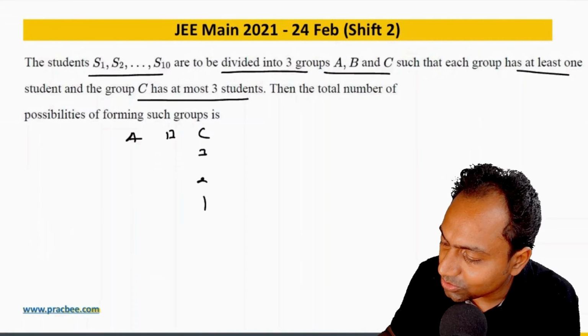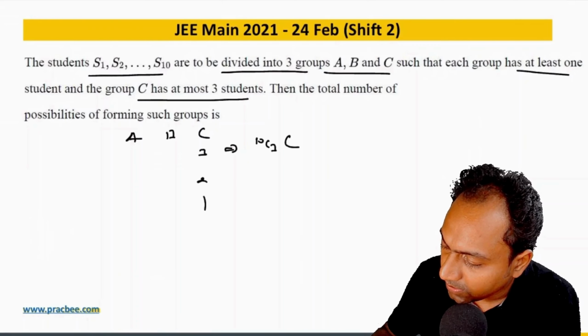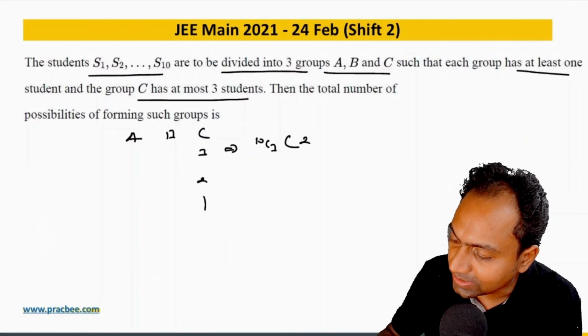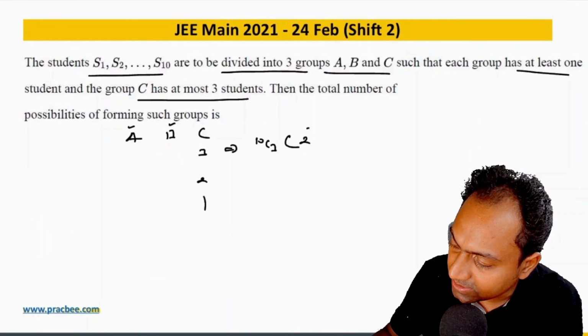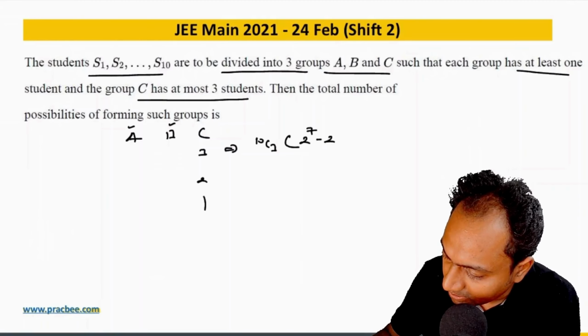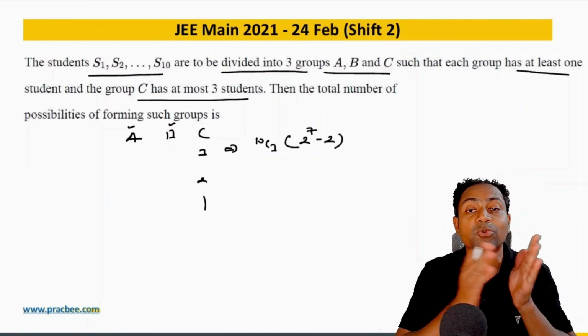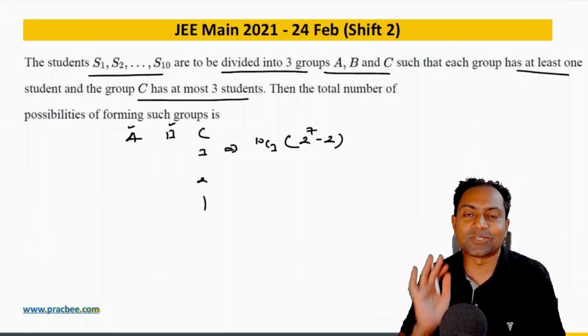So if you take 3 students here, how many ways this first thing can be done is out of 10 students, I can choose 3 for here. For the remaining students, you have 2 choices. Either they can go to B or C. And this choice can be exercised by all the 7 students, so 2 raised to the power 7. But we need to subtract 2 cases where all the students will go to either B or C, because every set needs to have at least one student.